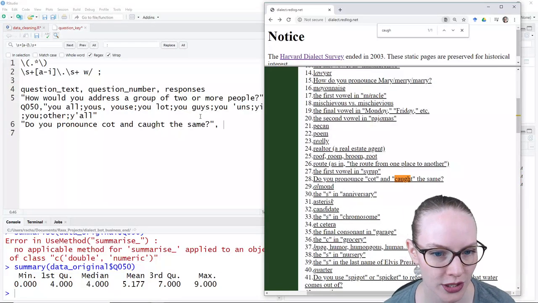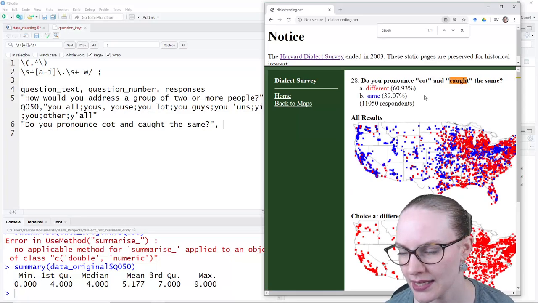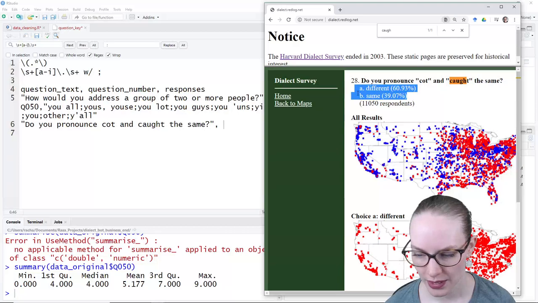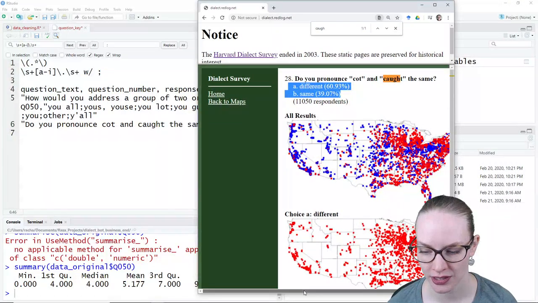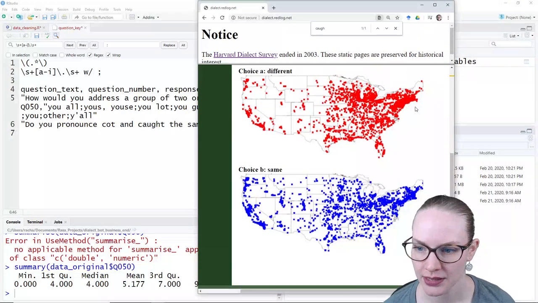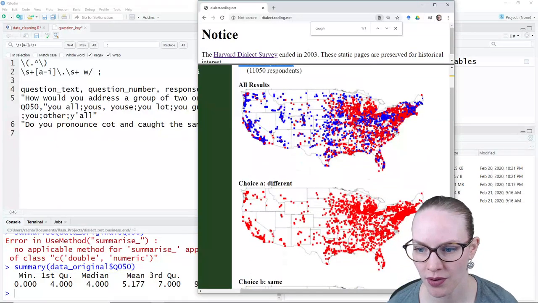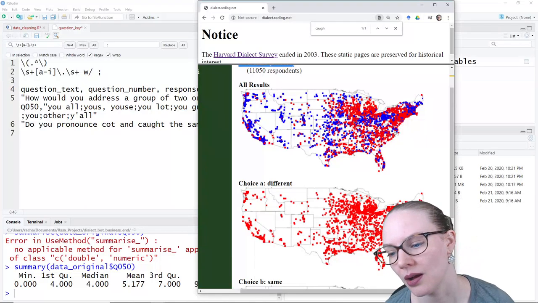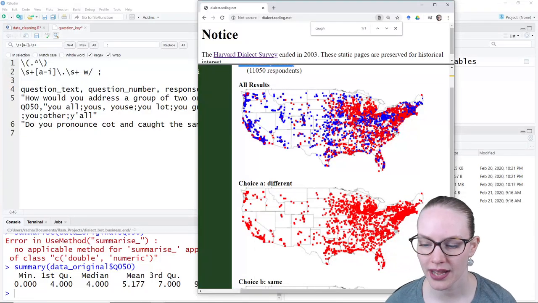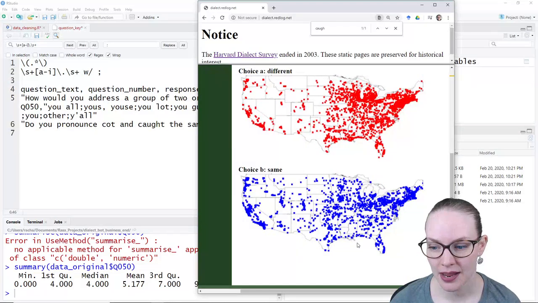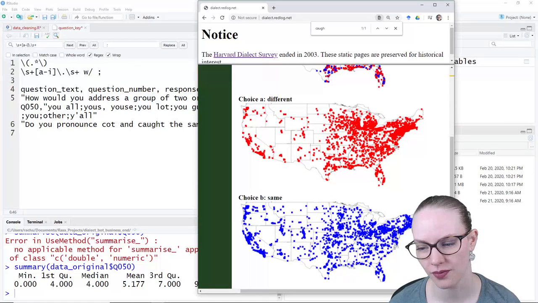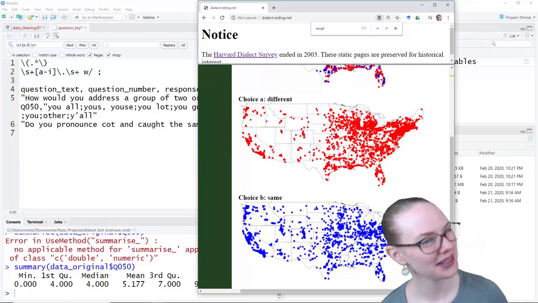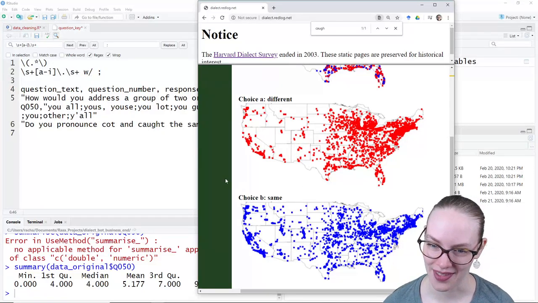All right, so that is question 28, and here are our options, different and same. As you can see, this is another good discriminator. Different seems to be focused in this northern cities area, and this northwest area, and same is basically the cities that are not Northern City shifted, I believe. It's been a minute. And then the West Coast.